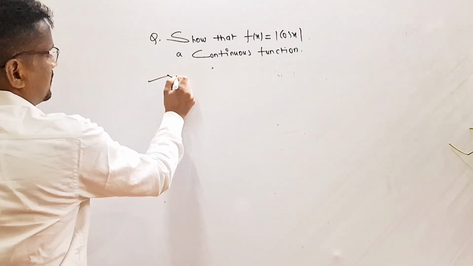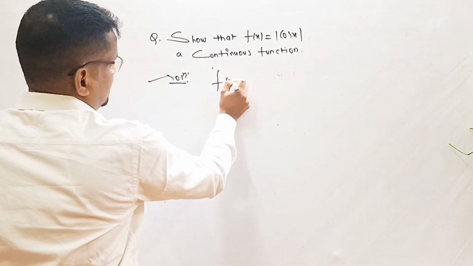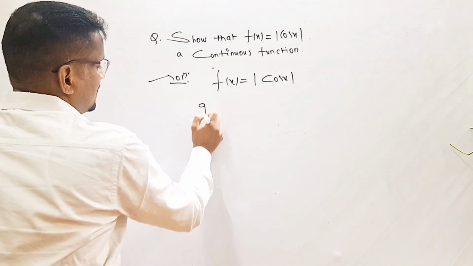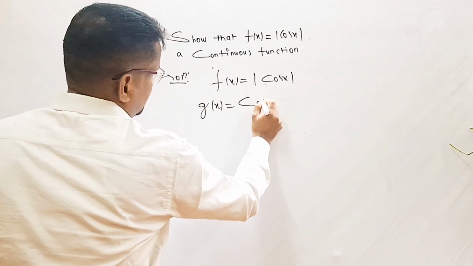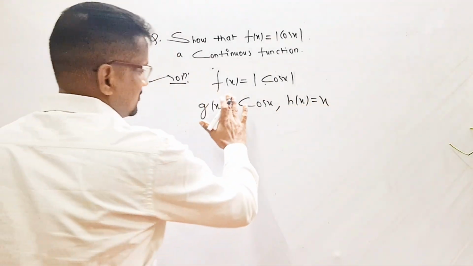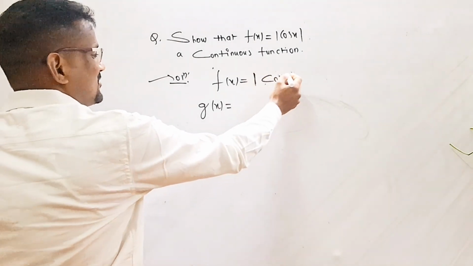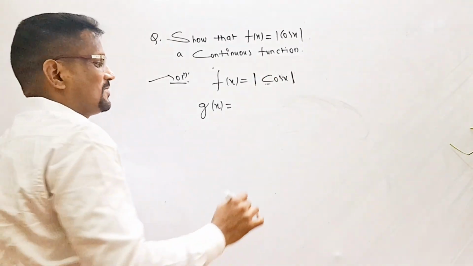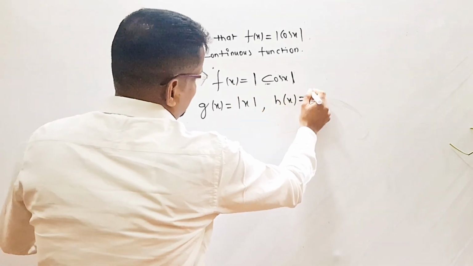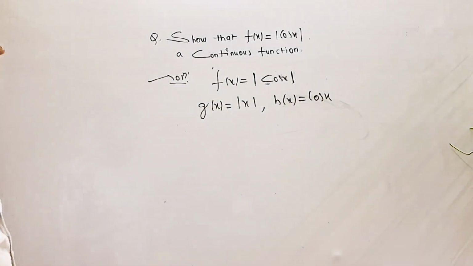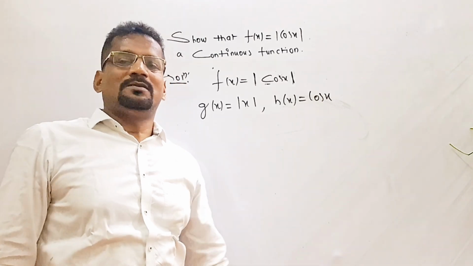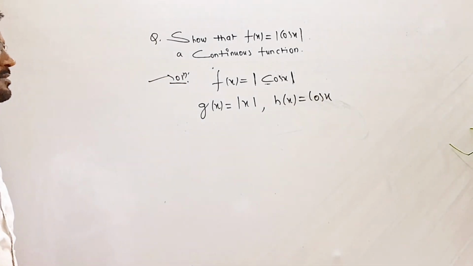So in a similar way you can approach it. f(x) is what? Modulus of cos x. Do one thing. One is the modulus function, another is the cos function. So g(x) equals modulus of x, and let us take h(x) this time equals cos of x. Now you see, the modulus function is continuous. For any value of x, it is always continuous.